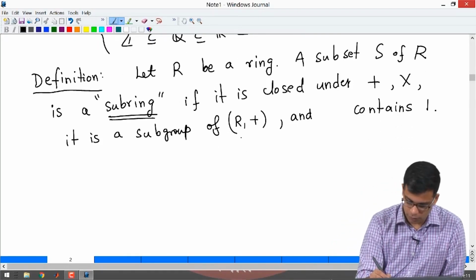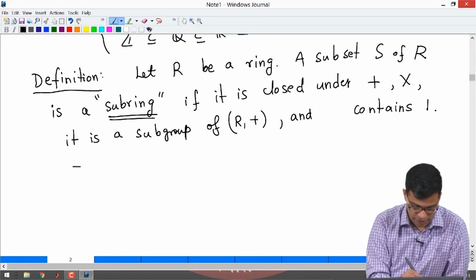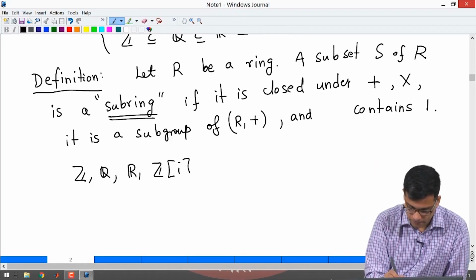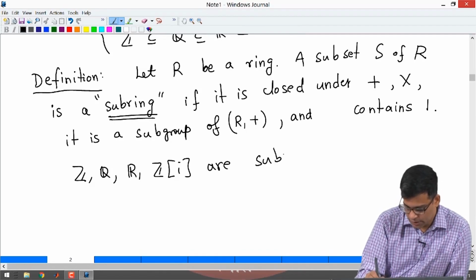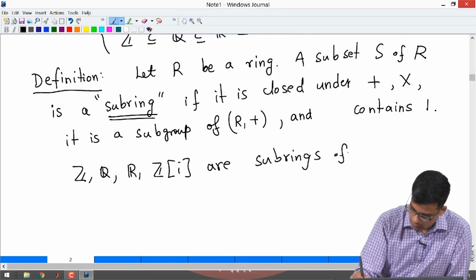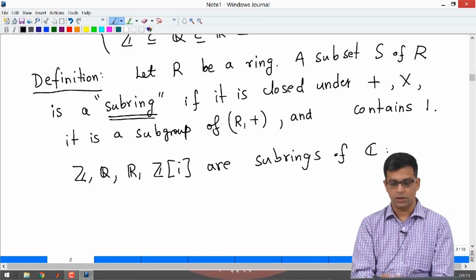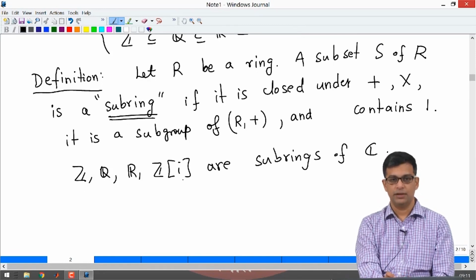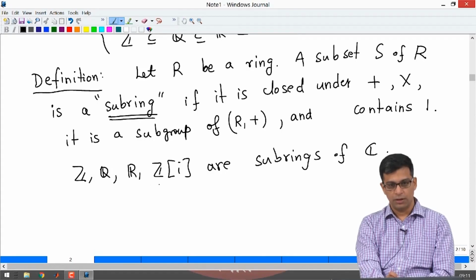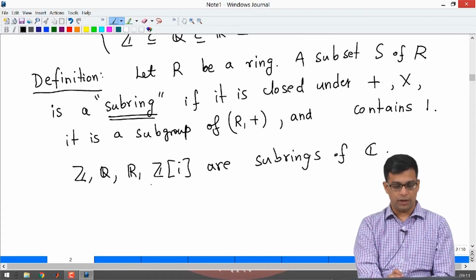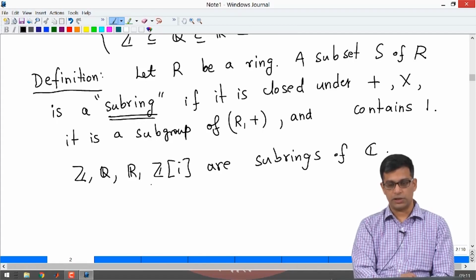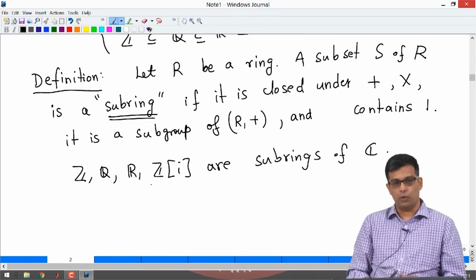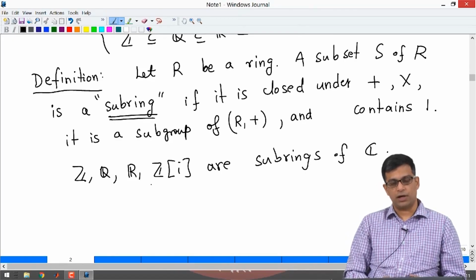Okay. So, finally, I will end the video by saying that Z, Q, R, Z[i] are subrings of C. Because C is a ring to begin with and these 4 sets are closed under multiplication and addition, they do form subgroups under addition, and they contain 1. So, they are all subrings of C. So, I will end the video here, and in the next video we will look at more examples of rings and we will start looking at properties of rings.